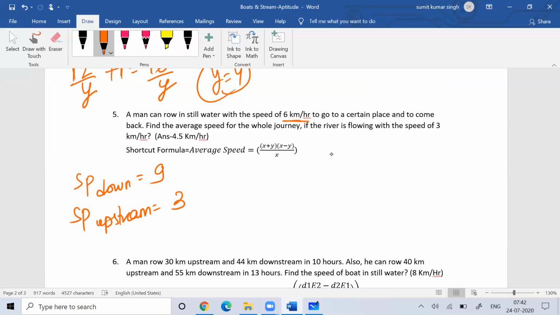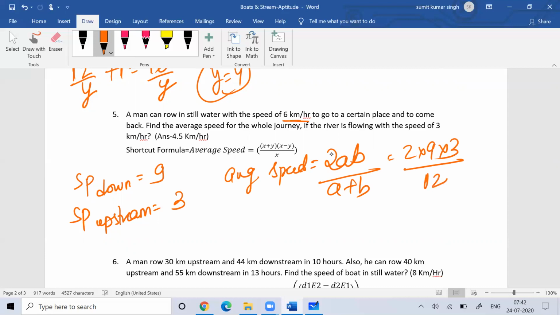If I'm giving you two speeds, 3 and 9, and I ask what is the average speed, the formula for average speed I already discussed in the previous class: if two speeds a and b are given, it is 2ab by a plus b. So 2 into 9 into 3 divided by 9 plus 3. This is 6, which gives 4.5 kilometers per hour. So you can do it very easily.